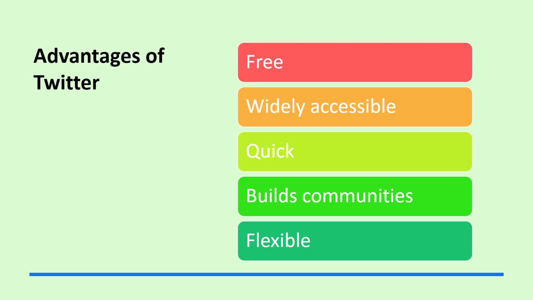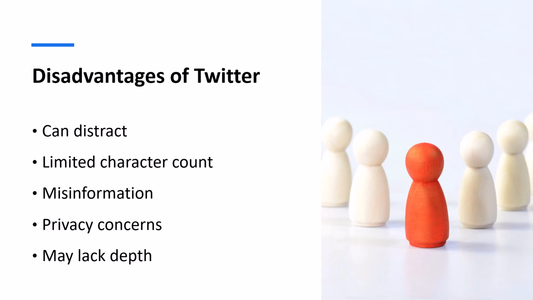It builds communities, meaning that you can use your hashtag to create a group of people with like-minded interests. And it's flexible. Honestly, you get to choose what direction you use Twitter for, or if you use it at all. You're not going to hurt its feelings if you choose not to use it. And you can choose for more of a picture-based media format or a word-based media format. The disadvantages.